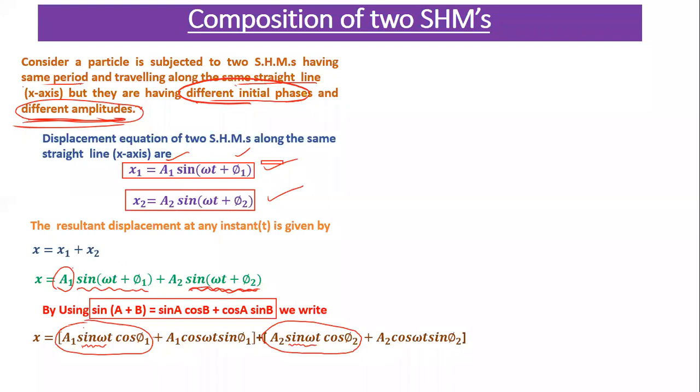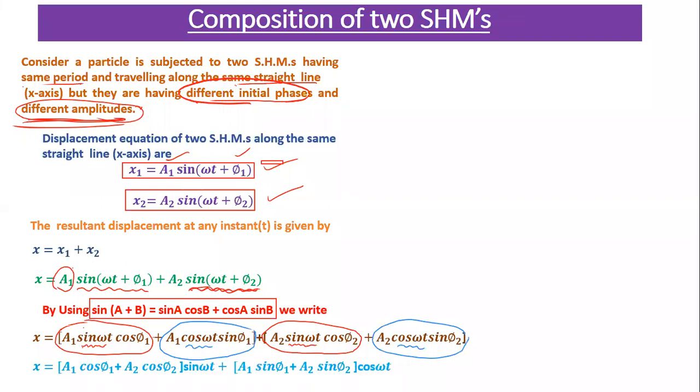and if we see the second term and term 4, from these two we can take cos omega t common. So from 1 and 3, sin omega t, and from 2 and 4, cos omega t we take common. Then we get the equation. See here, sin omega t we have taken common, then in a bracket we get a1 cos phi 1 plus a2 cos phi 2. Then as we take cos omega t common, we get a1 sin phi 1 plus a2 sin phi 2. So this is the basic mathematics.